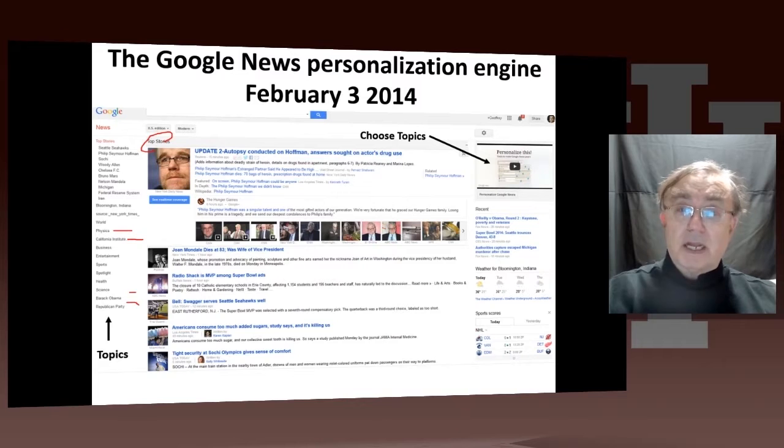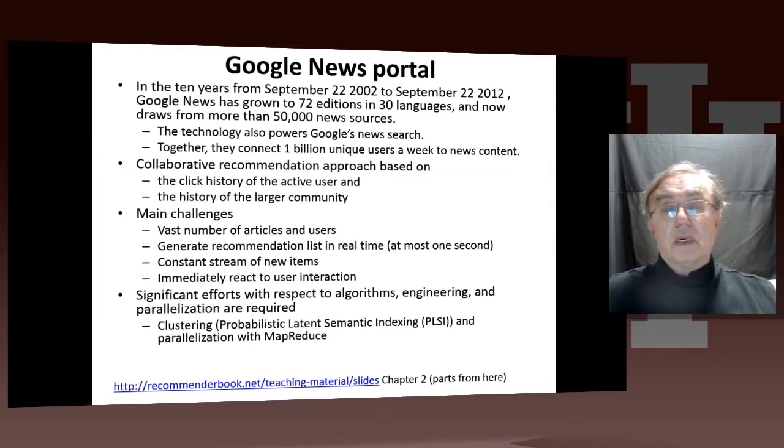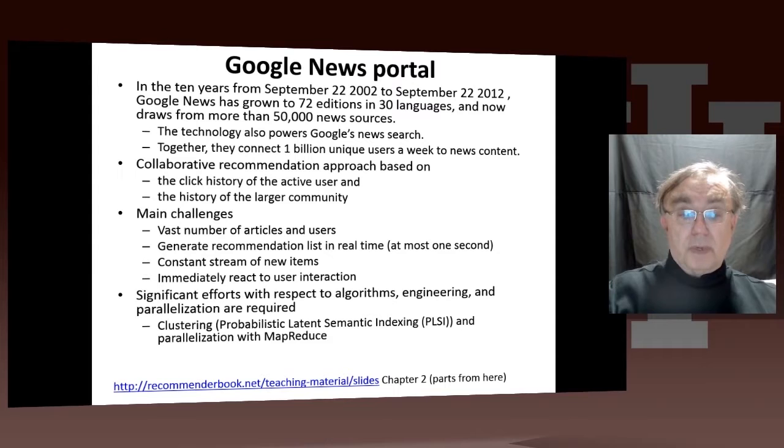It's not really collaborative filtering, it uses different technologies. In fact, it's definitely not collaborative filtering. It uses different technologies, but they're all optimization problems, and they're all machine learning. Actually the method is nearer clustering than it is recommender systems. So here's a description from about the Google News portal.